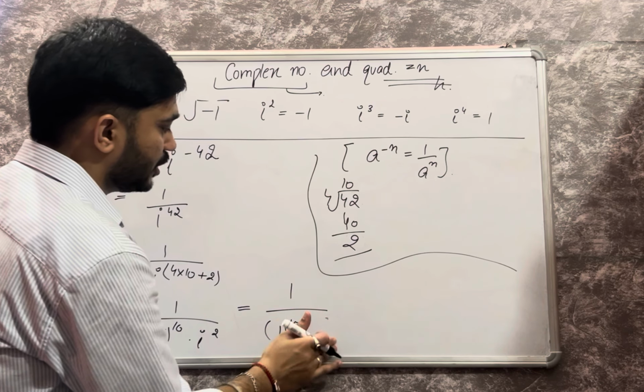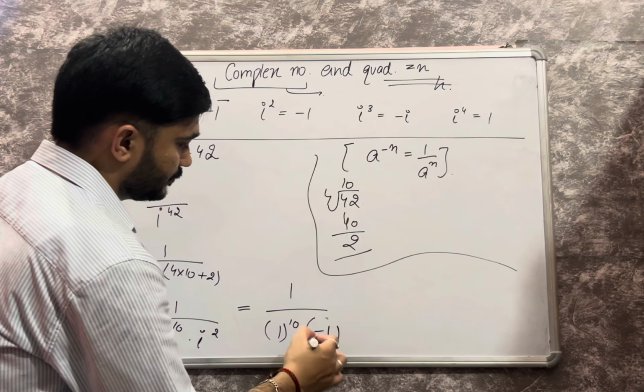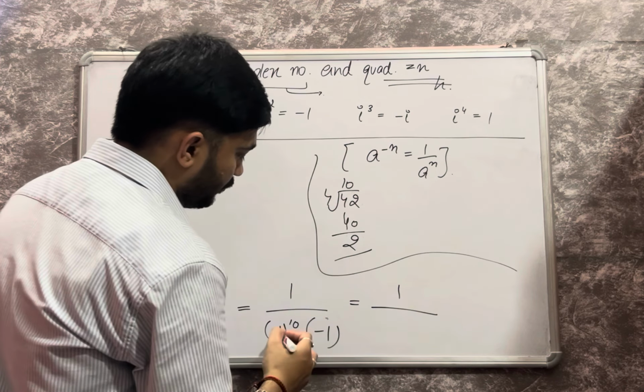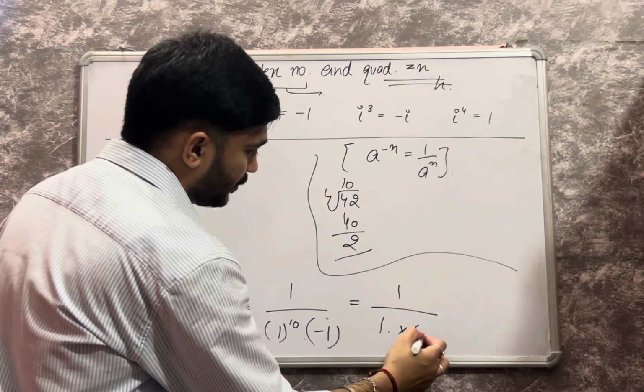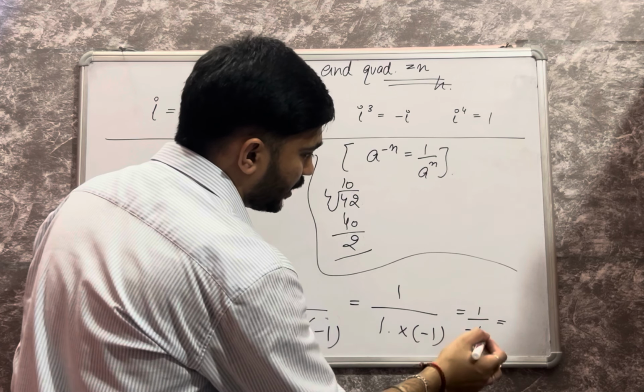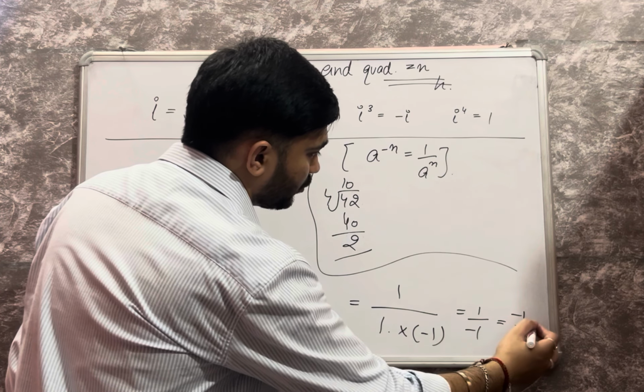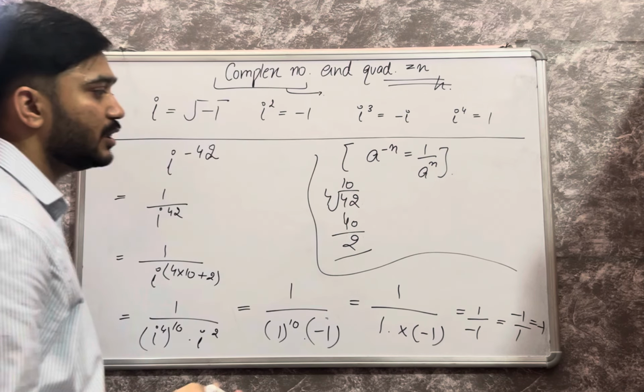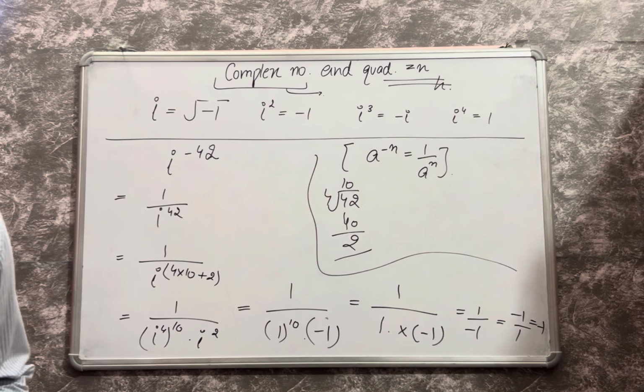What is the value of iota square? That is minus 1. 1 upon 1 raised to power 10 is 1, multiplied by minus 1. So this will be 1 upon minus 1. You can write minus 1 above. So minus 1 upon 1, that is, the answer is minus 1 here.